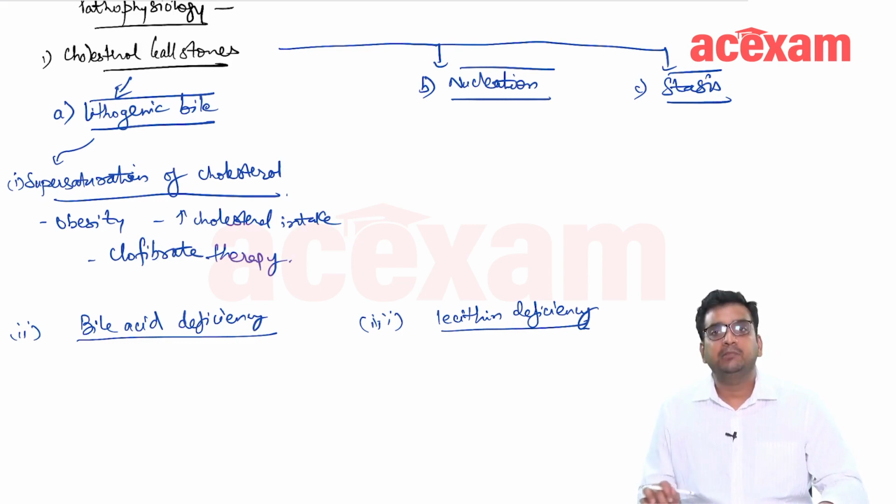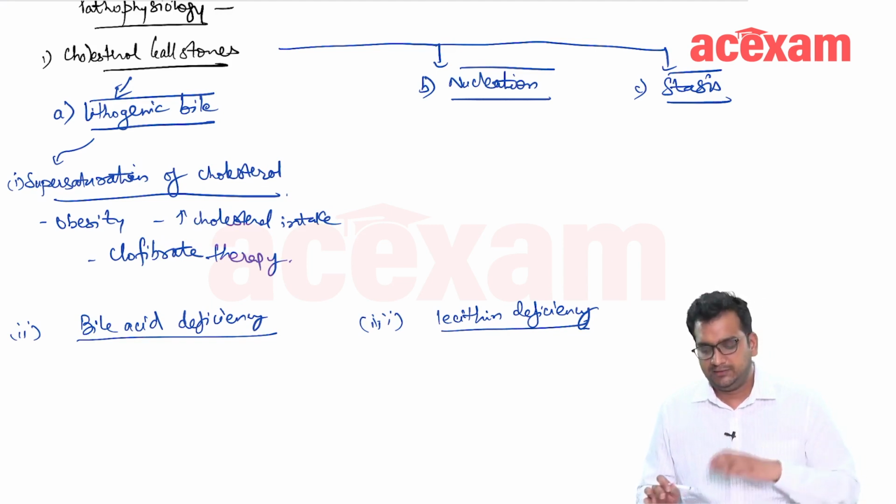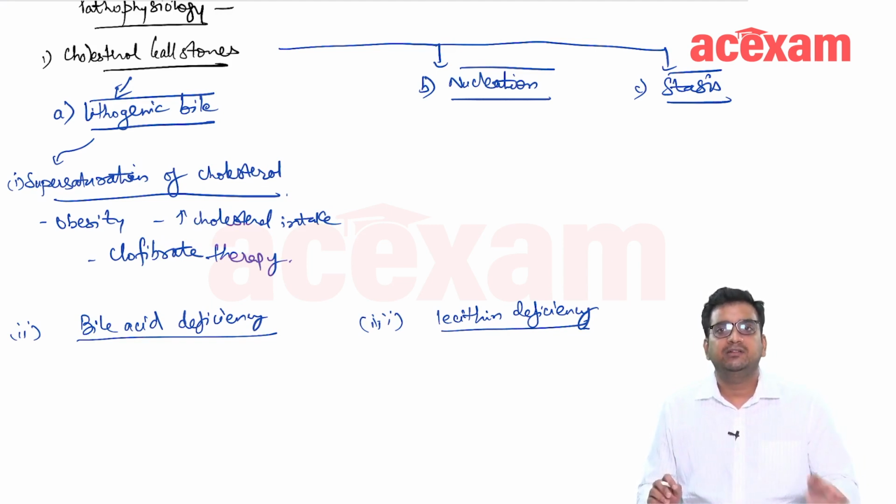Now, regarding bile acid deficiency, we know that there is enterohepatic circulation and the bile acid gets absorbed from the terminal ileum. So in case of any terminal ileal disease or terminal ileal resection due to any reason, or in cases of short bowel syndrome, this bile acid will not be absorbed and there will be no or less enterohepatic circulation. This will lead to loss of these bile acids and will increase the possibility of gallstones.